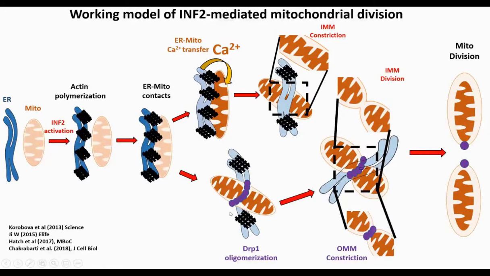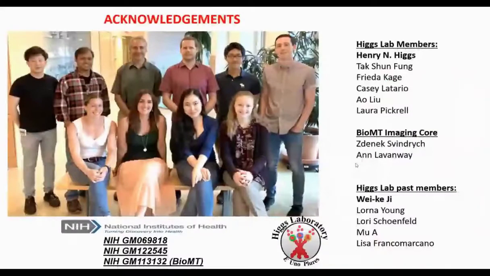And this DRP1, which, by the way, is also helped by actin filaments, can produce this constricting force and divide the outer membrane. So what we found out is that INF2-mediated actin filaments were promoting dynamics and division of both the inner membrane and the outer membrane. The inner membrane divides under the influence of this calcium that was coming from ER, and the outer membrane divides under the influence of DRP1. And both of these were regulated by the actin filaments.